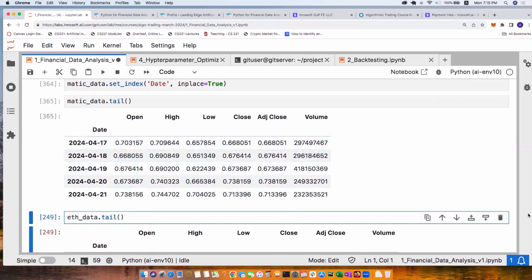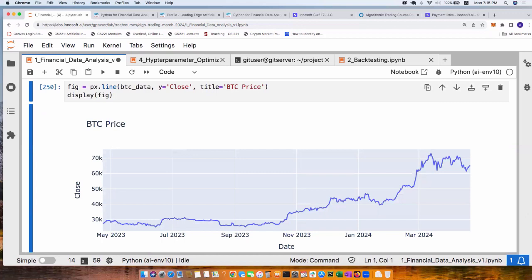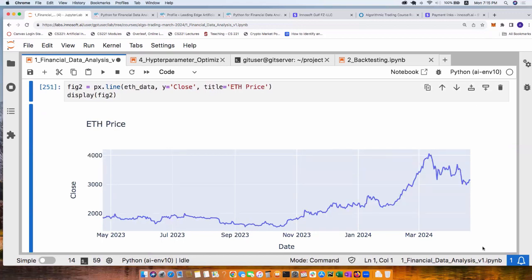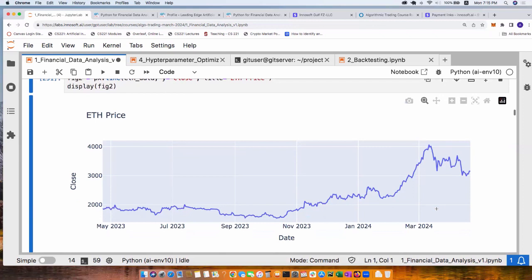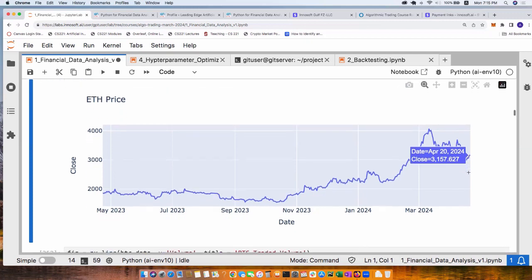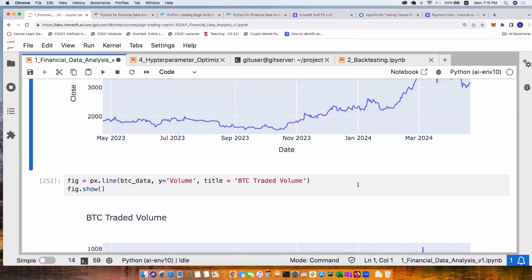Then you can also look at Ethereum, and here we want to plot it to get an idea about the performance of this asset over a particular period of time. One of the cool things about Python is you can build interactive plots. So you notice this is not static. Back in April 2023, the price of Ethereum was around 1,842, and this is where we are today, around 3,157.